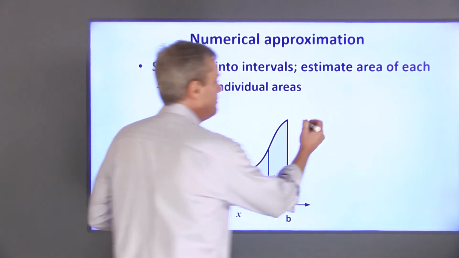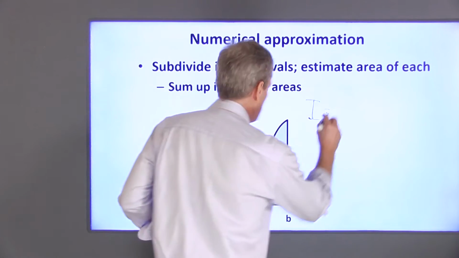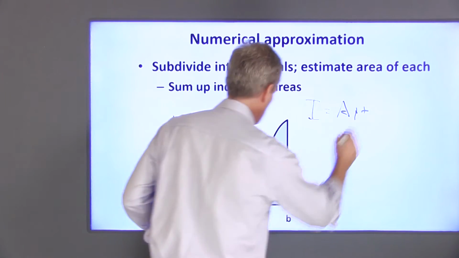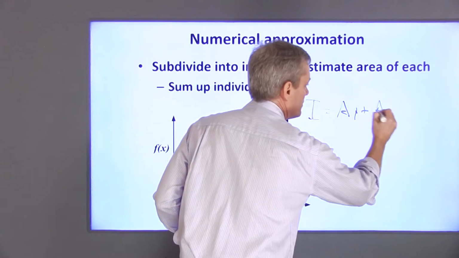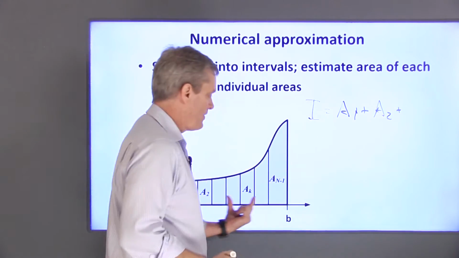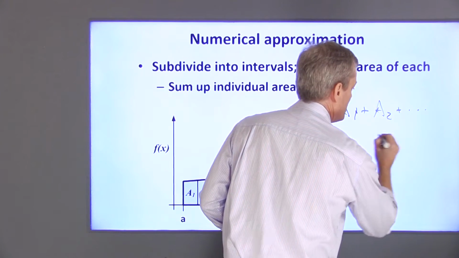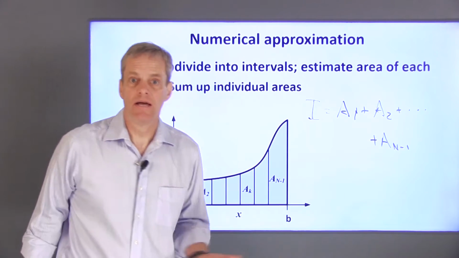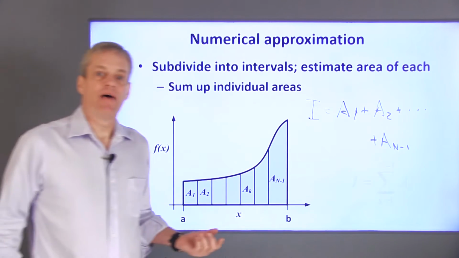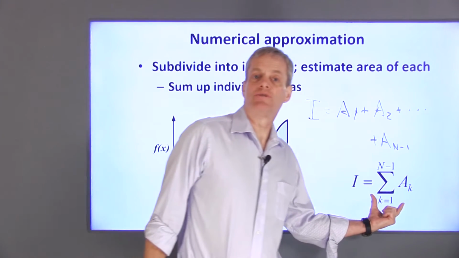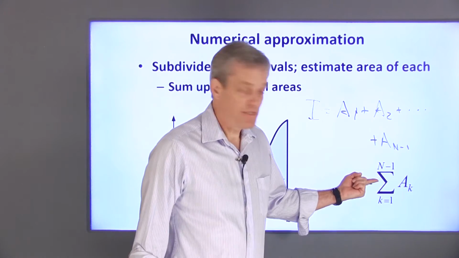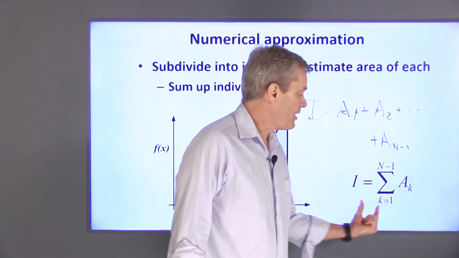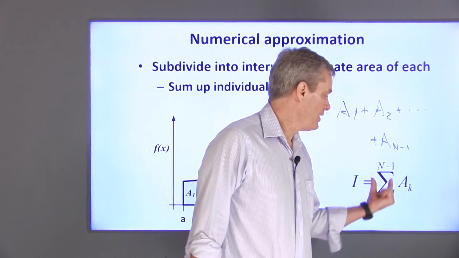So the integral, I'll call it I, is a1 plus a2 plus a bunch of other little areas up to a sub n minus 1. More compact mathematical notation uses the summation sign. This indicates summation of all the areas, a sub k, for every value of k from 1 to n minus 1.